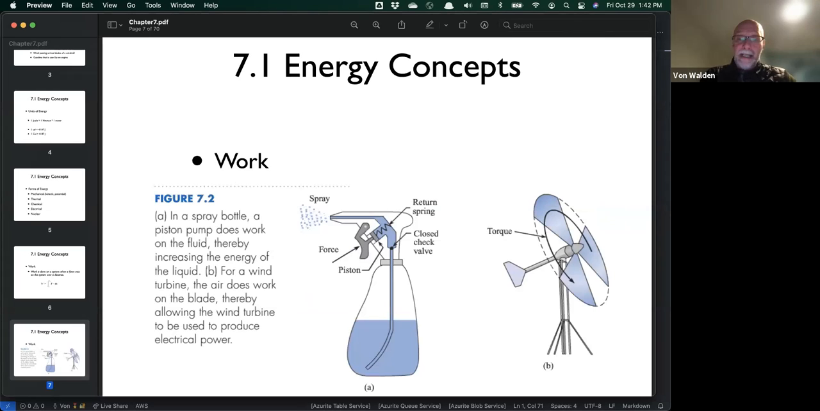I am going to switch back because I've got my notes. So just hang tight here one second. I need to share my screen on the laptop.